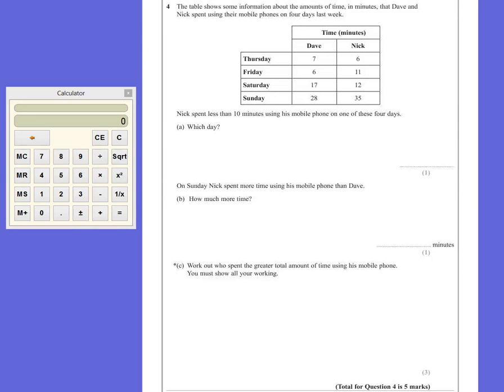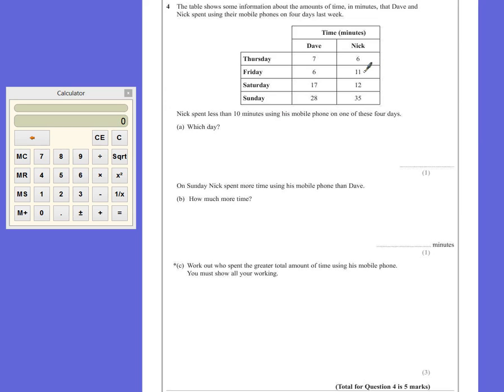Question 4. The table shows some information about the amount of time in minutes that Dave and Nick spent using their mobile phones in 4 days last week. Nick spent less than 10 minutes using his mobile phone on one of these 4 days. So part A says which day.